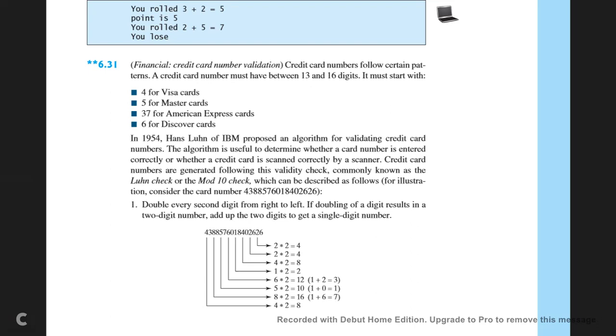Credit card numbers follow certain patterns. A credit card number must have between 13 and 16 digits. It must start with 4 for Visa cards, 5 for MasterCards, 37 for American Express cards, and 6 for Discover cards. I don't care much about all of this, so I'm not going to read it through.